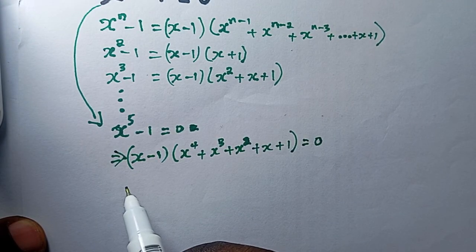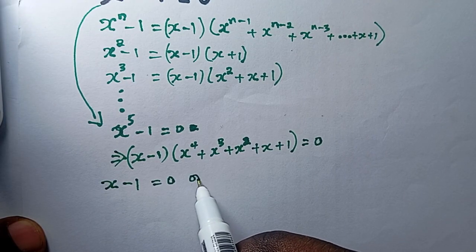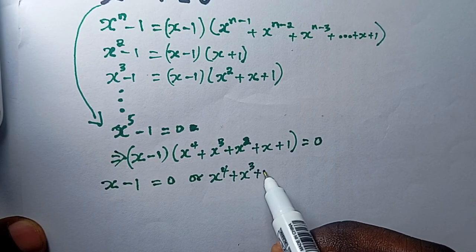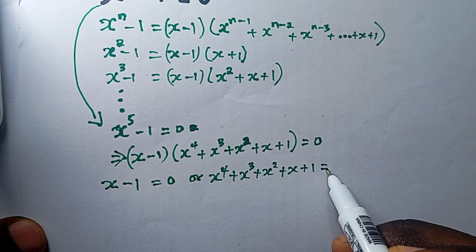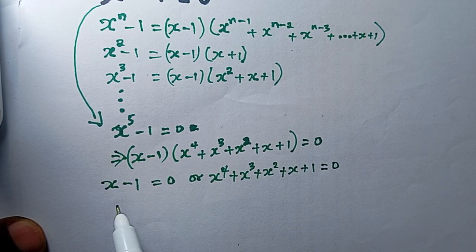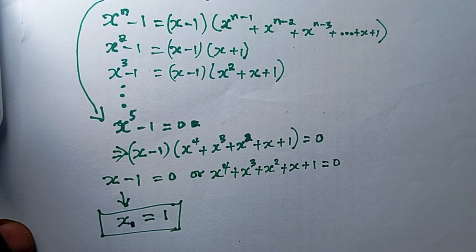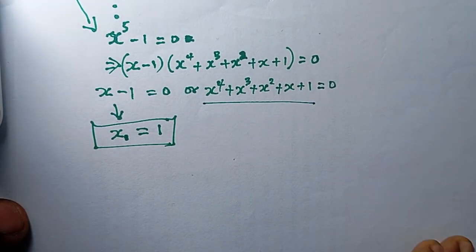So from here, we can actually apply the zero product rule, which we will be seeing that it is either x minus 1 is equal to 0, or this one inside this bracket, x power 4 plus x power 3 plus x power 2 plus x plus 1 is equal to 0. And if this becomes the case, x will be equal to 1. So this is going to be the first value that will satisfy the question we are solving. So we can choose to call this x1. Now we are going to proceed to solve this one over here.